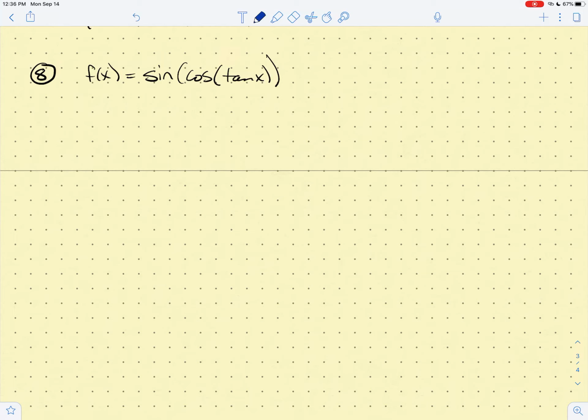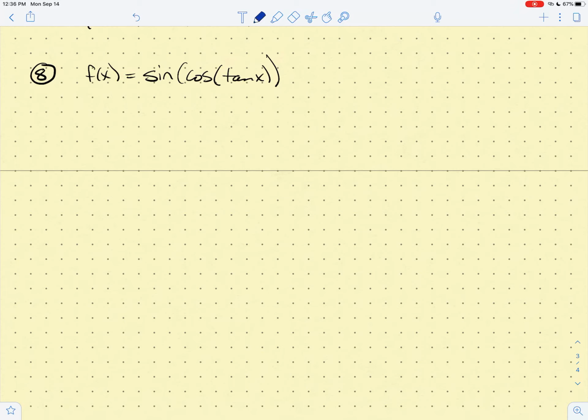So here's another example. This is sort of a double composition. I'm plugging cosine of tangent into sine. Of course, this is plugging tangent into cosine. And so what do you do? You start on the outside. We're going to start out here with sine, and we're just going to work our way down.